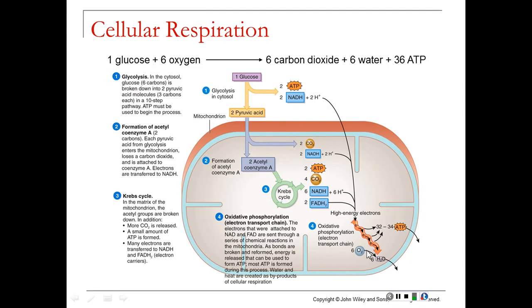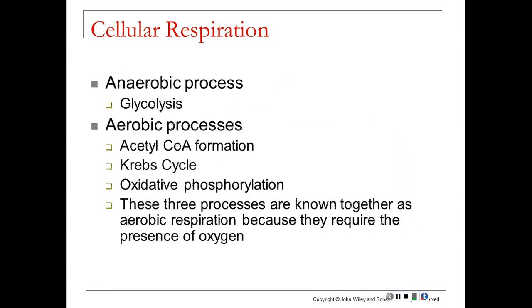So if oxygen is present, if all of these things took place, the hydrogen ions that were passed down this oxidative phosphorylation chain will join with oxygen to form water. Water is a byproduct, ATP is a byproduct, carbon dioxide is also a byproduct or waste product of metabolism, cellular respiration. So, the anaerobic process in cellular respiration, as I mentioned, is glycolysis.